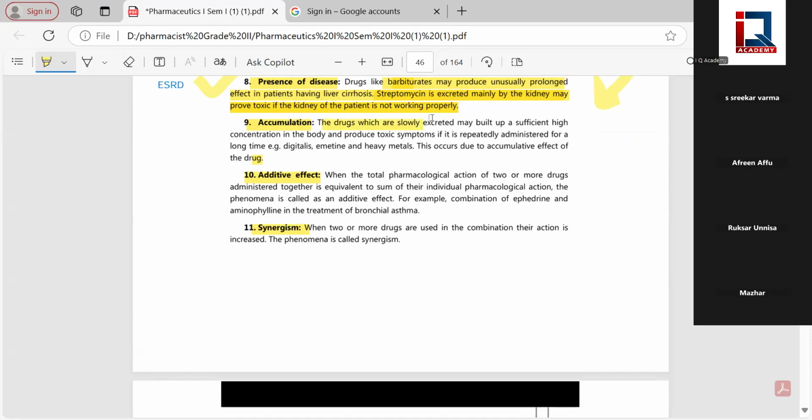The drugs which are slowly excreted may build up sufficiently high concentrations in your body. In some cases, maybe due to improper metabolism, improper elimination, protein binding or increased volume of distribution, many kinetic parameters are going to affect accumulation of the drug in the body. So mean retention time (MRT) in the body increases.